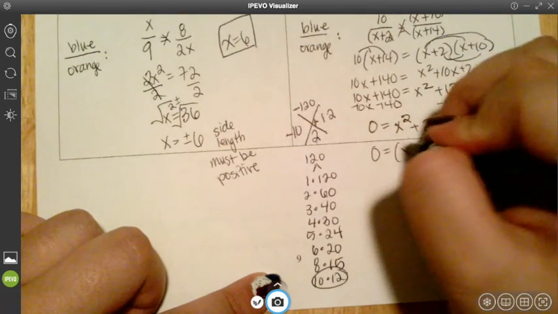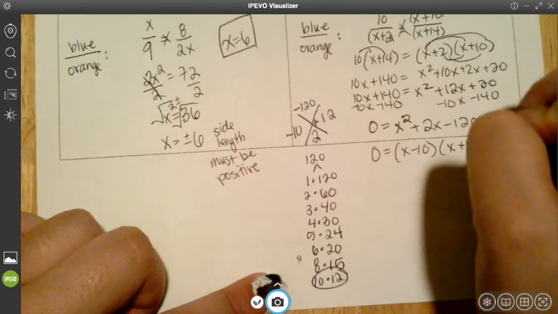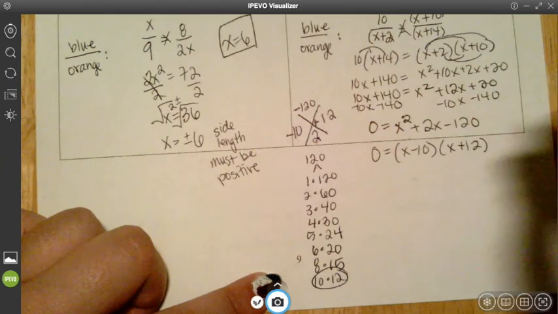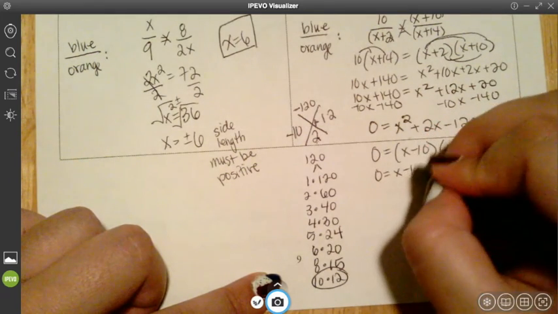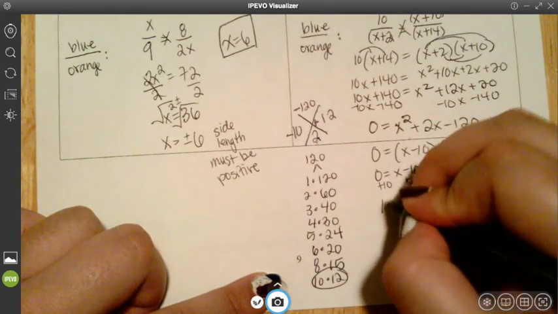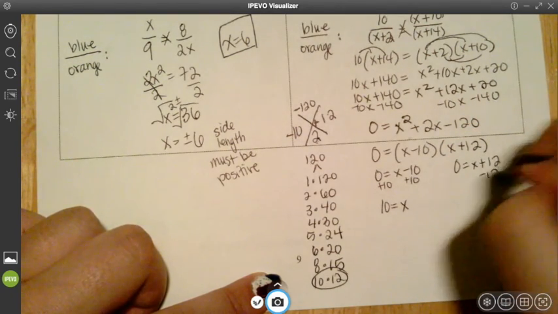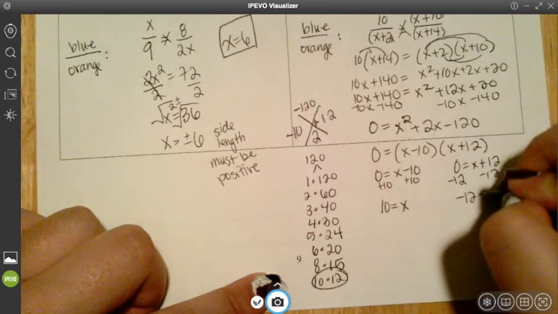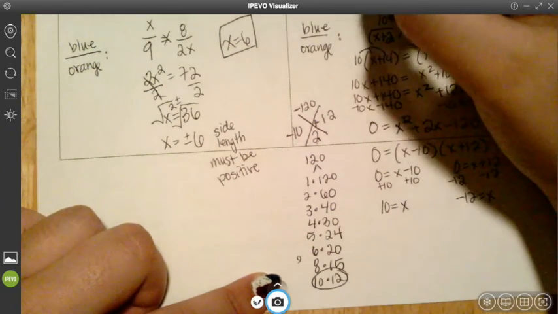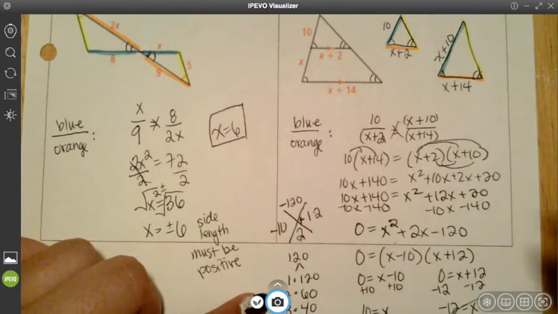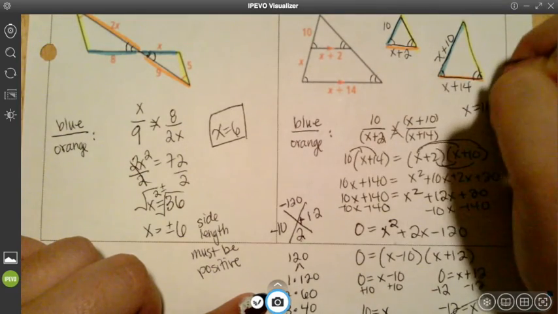0 equals x minus 10 times x plus 12. Set each one equal to 0, and it only works for 0. It would not work if that had equaled 5 or 1 or 7 or 3. It has to equal 0. 0 equals x minus 10, plus 10. 10 equals x. 0 equals x plus 12, minus 12. Negative 12 equals x. Here we have that x is a length, right? x is a length here, so it cannot be negative, and so x equals 10.